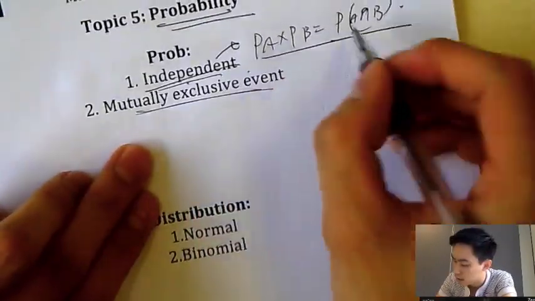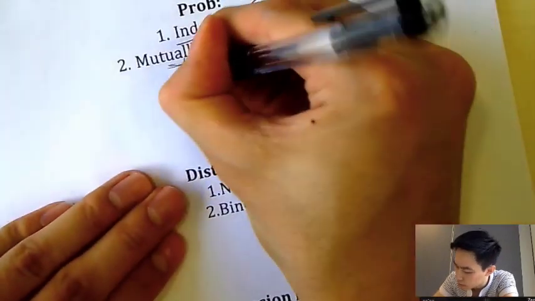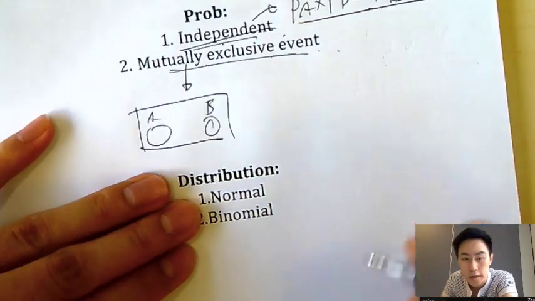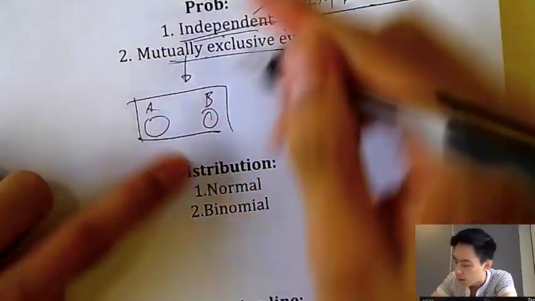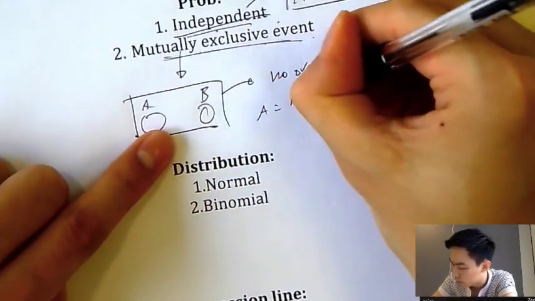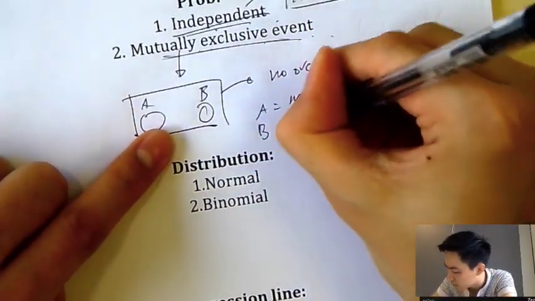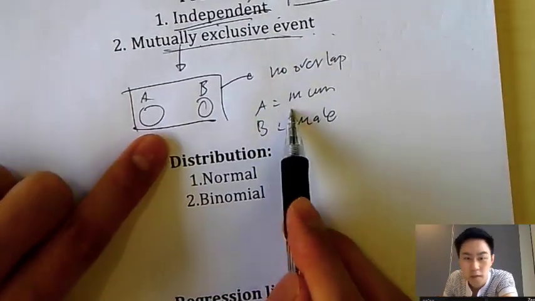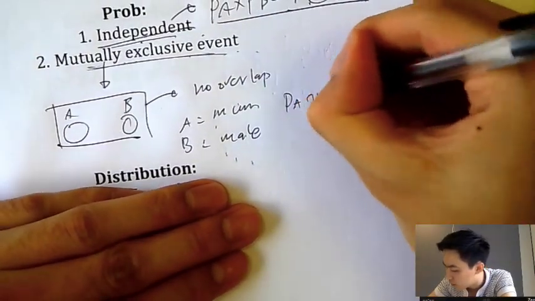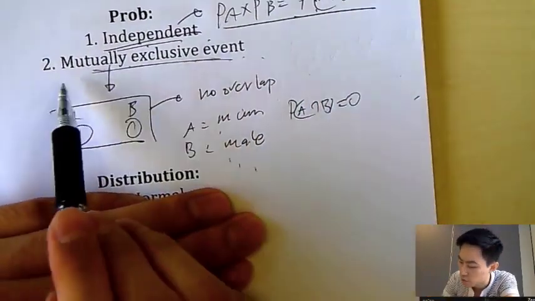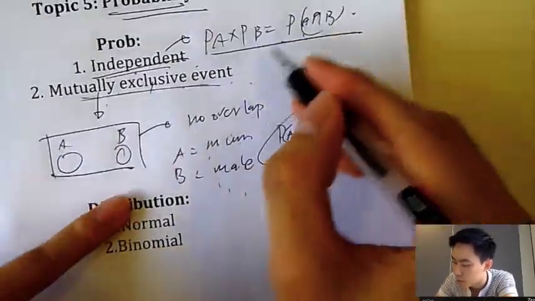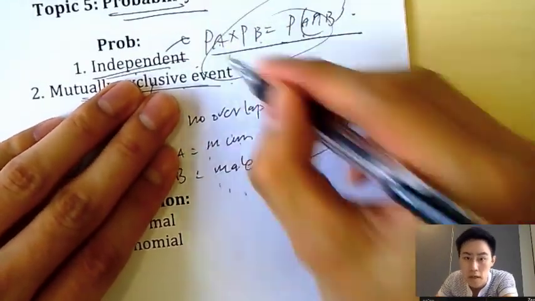And then for mutually exclusive events, it means the 2 things hate each other. So A and B are separate, there is no overlap. For example, A is your mom, and B is a male. Obviously your mom cannot be a male, so there's no overlap. So the overlap of A and B must be equal to 0. So for mutually exclusive, think of mom and male, no overlap, and P(A and B) must be equal to 0. Whereas for independent events, P(A) times P(B) equals P(A and B).